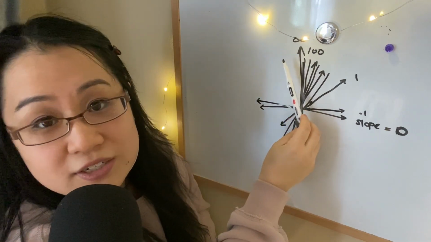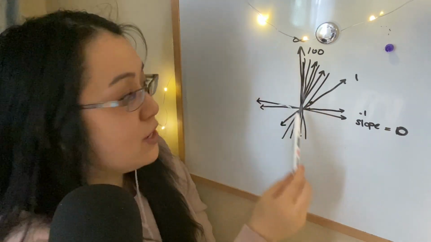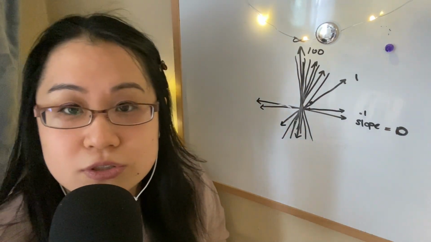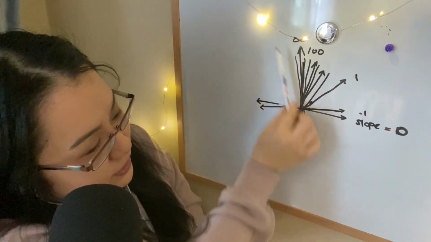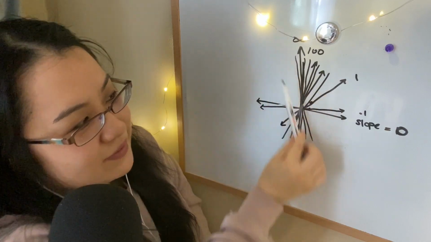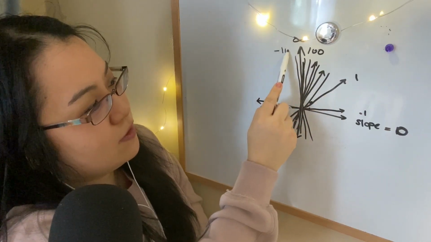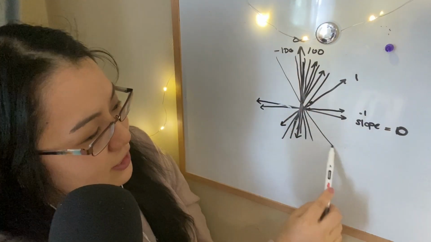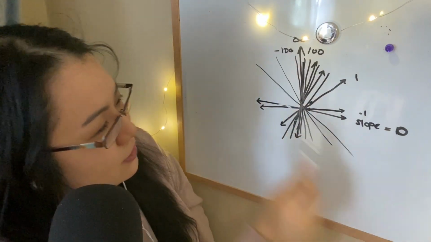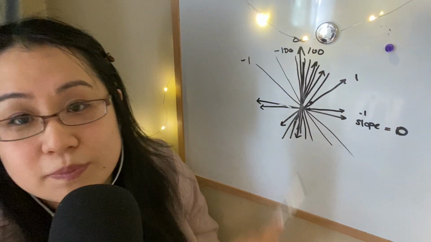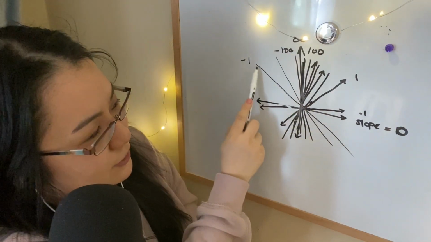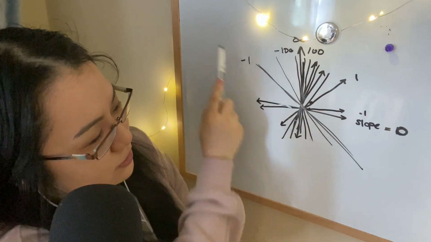But then you suddenly swap and you have a negative. You're very, very steep downwards now, right? If you're going from left to right, this is very steep, so this would be negative 100. You keep going, flattening it out. So this would be negative 1, a slope of negative 1. That's the 45-degree angle from left to right. You're going downwards, left to right.